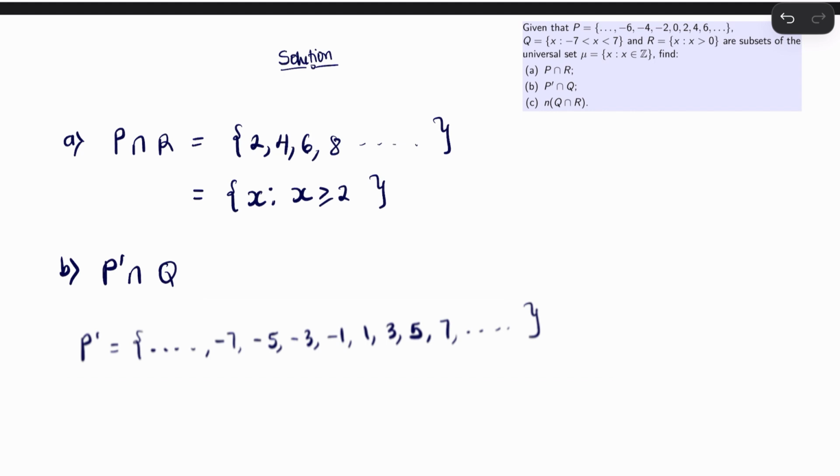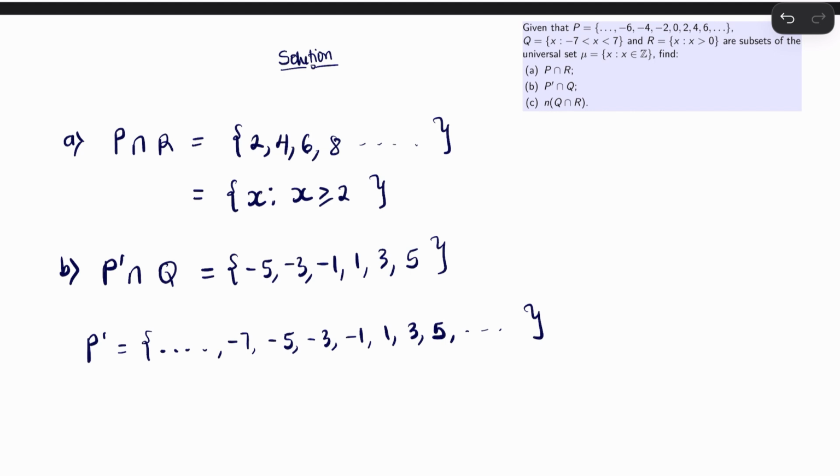Here Q is defined to be the set of all numbers that lie in between -7 and 7, right? And so here P complement intersection Q is going to be -5, then -3, then we have -1, 1, 3, and 5, right? So here we are going to exclude -7 because -7 is not an element of Q, and also 7 is not an element of Q.